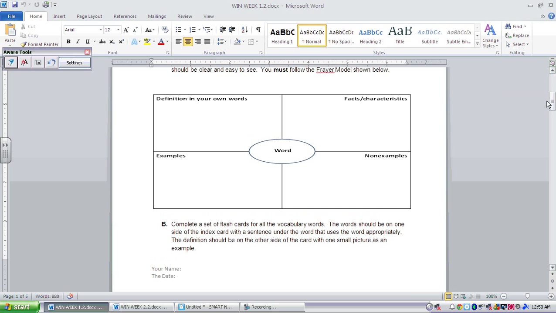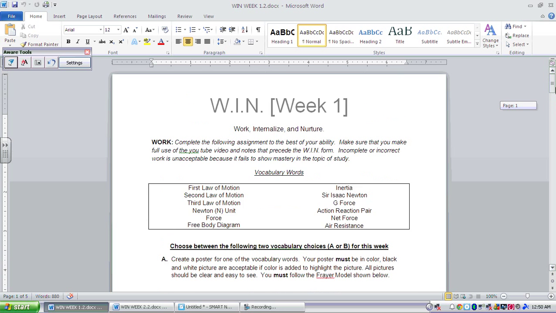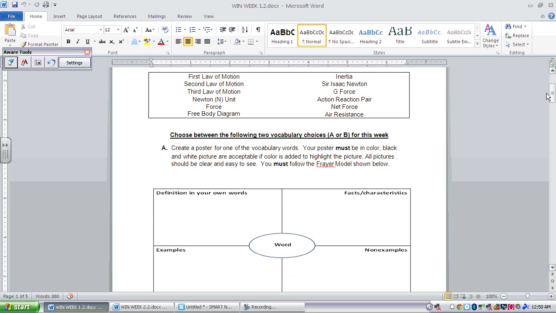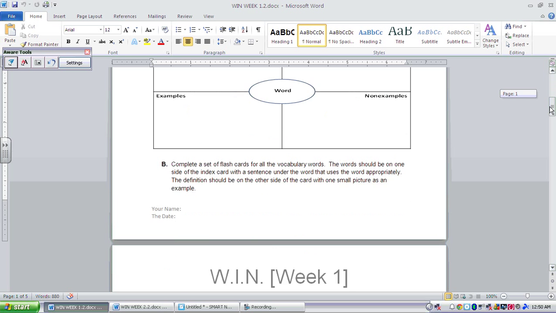Again, it only needs to be for one of the vocabulary words for Newton's laws, and you can see up here that the choices are the first, second, third law of motion. You could go with the Newton as a unit, force, free body diagrams, inertia, Sir Isaac Newton, G-force, action-reaction pair, net force, and then air resistance.